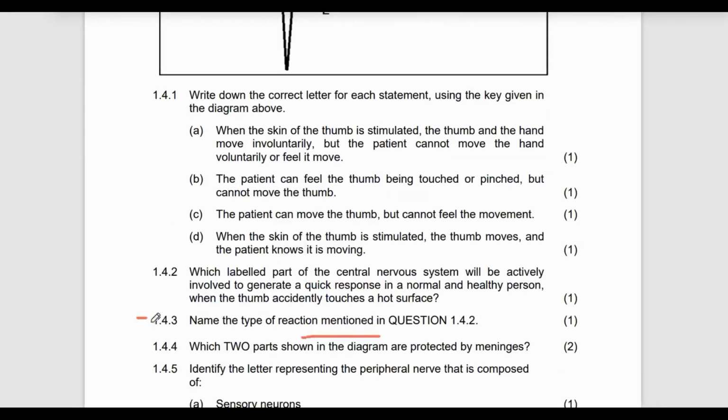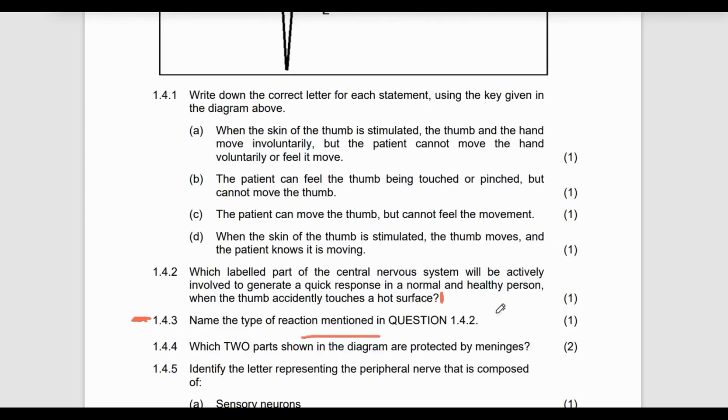Okay, so let's move to 1.4.3. 1.4.3 says name the type of reaction that has been mentioned here. What's the type of reaction? We call it a reflex action, and that's how it goes. And please, guys, don't confuse the reflex action and a reflex arc.